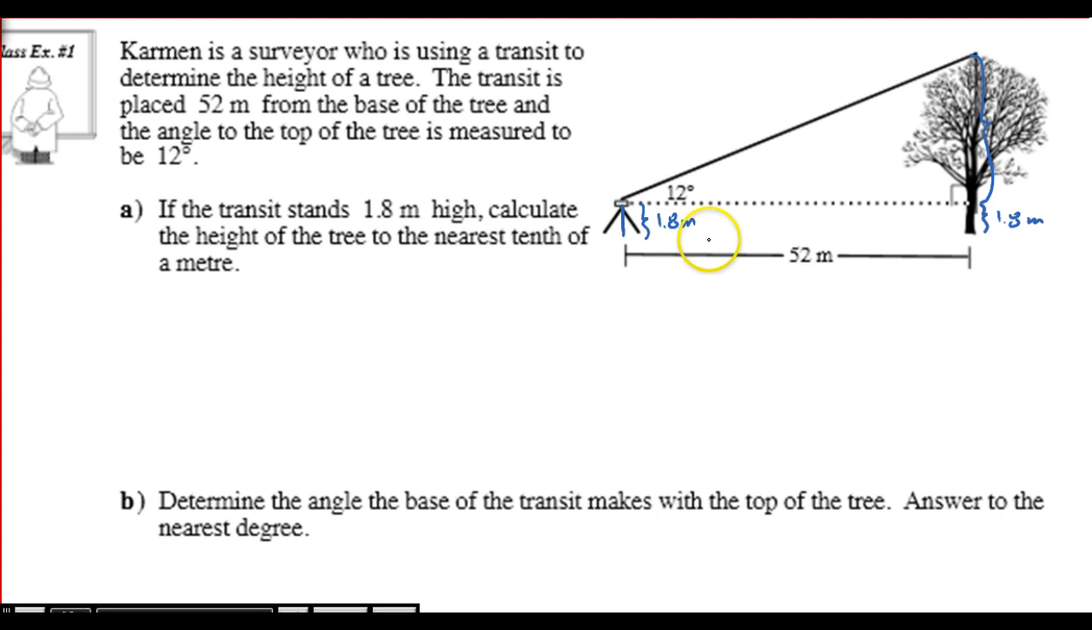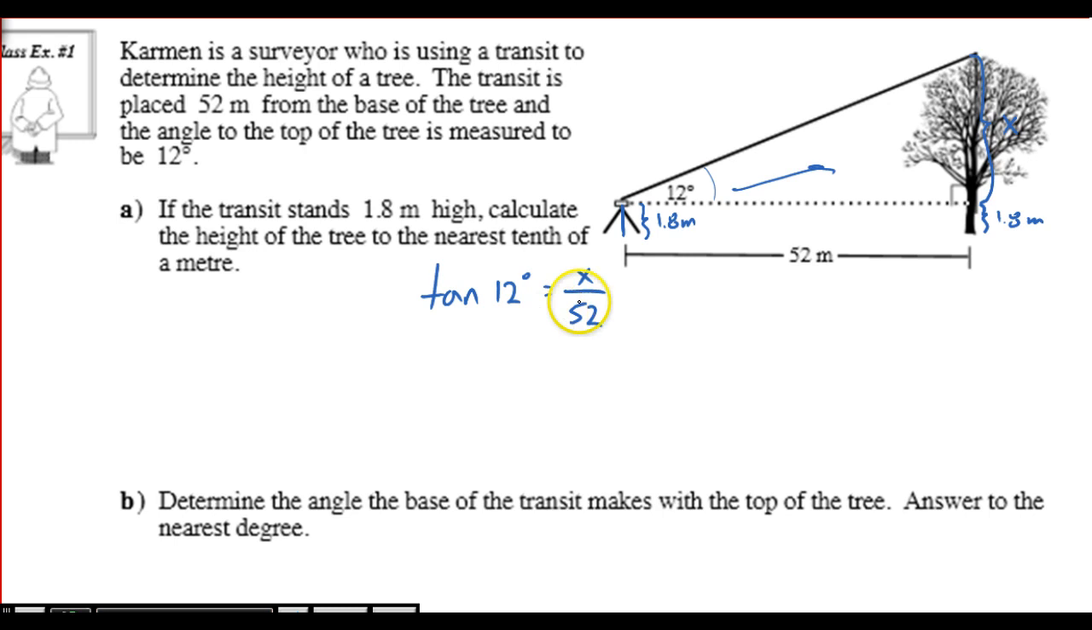Okay, so we have the distance from the transit to the tree, and we also have the angle here. The height of the tree, or at least this part of the tree, is the opposite side with respect to this angle. So let's go ahead and use our tan ratio. Tan 12 degrees will equal opposite. Let's call this x just to be precise. X over 52, because it's opposite over adjacent.